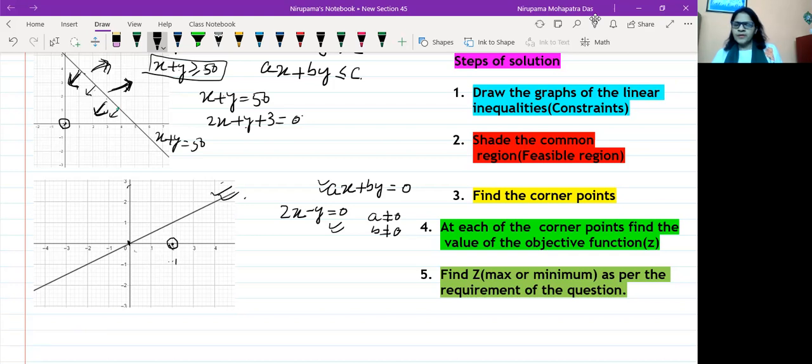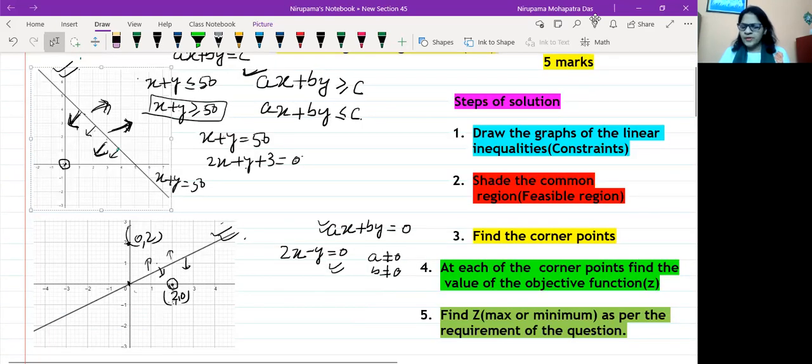For a simple way, we may take any point on either side of the line. Suppose for example, this is (2, 0), we may take (2, 0), or suppose this is (0, 2). So any point basically. If this point satisfies the inequation, the solution will be towards this. If it doesn't, then the solution will be on the opposite side. Is it clear?